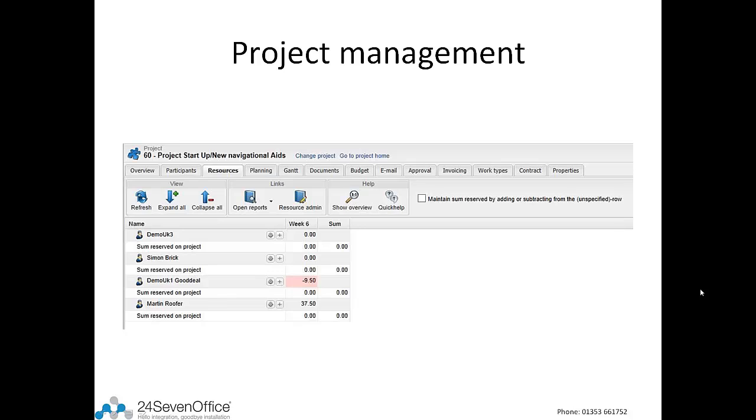The resource screen will then display how many hours or units have been reserved onto this project, but as you see, you will also get a view of the total allocation of a resource, and it will be a negative number if the resource is over allocated, and a green or a positive number if they are under allocated.